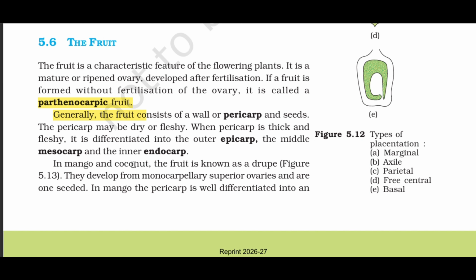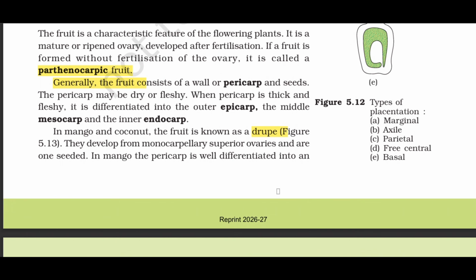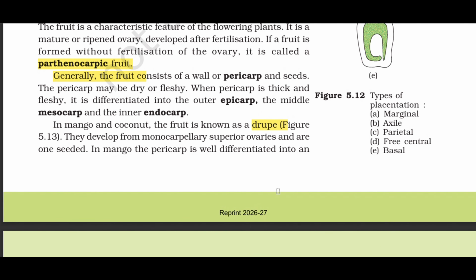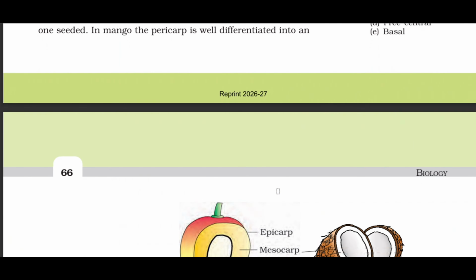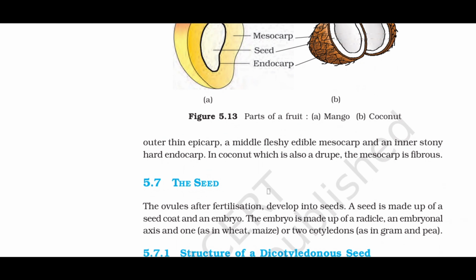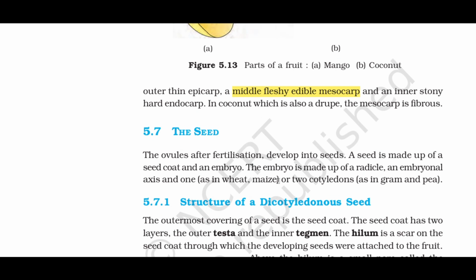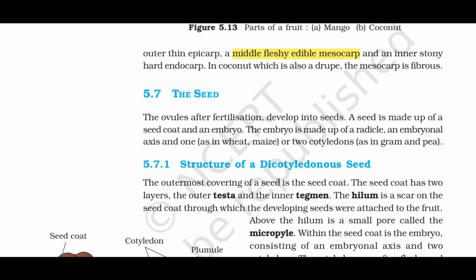In mango and coconut, the fruit is known as a drupe, figure 5.13. They develop from monocarpellary superior ovaries and are one-seeded. In mango, the pericarp is well differentiated into an outer thin epicarp, a middle fleshy edible mesocarp and an inner stony hard endocarp. In coconut, which is also a drupe, the mesocarp is fibrous.